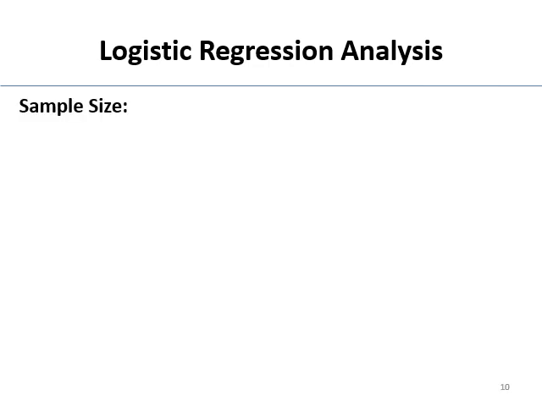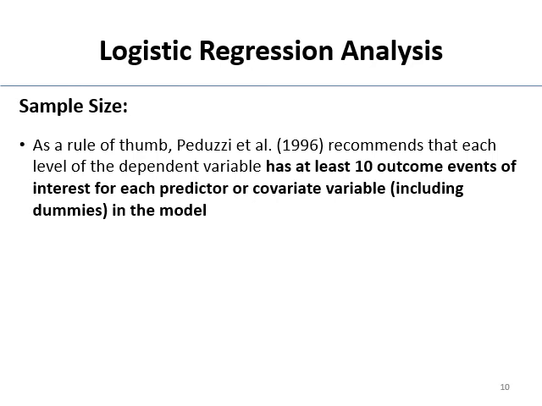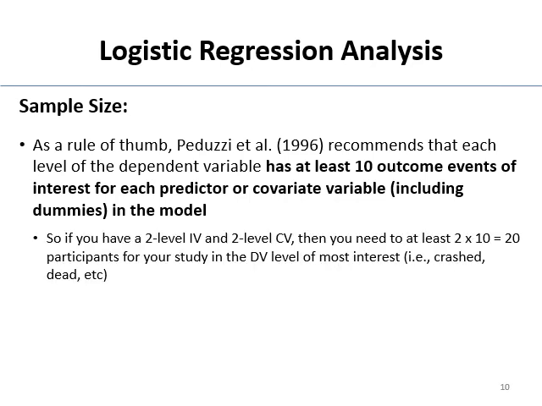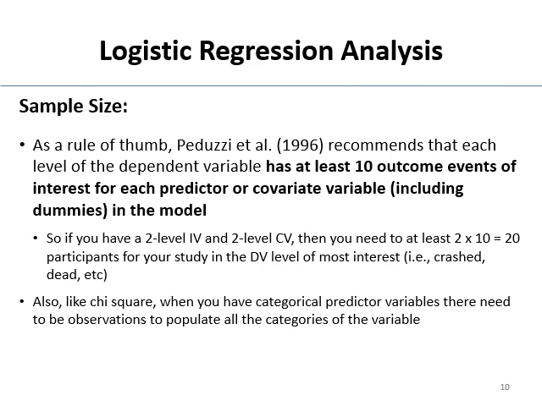So in terms of sample size, in case you want to do one of these for your dissertations, a little rule of thumb from Peduzzi et al. is that each level of a dependent variable has at least 10 outcomes or events of interest for each predictor or covariate in the model. So if you're studying tests or crashes, for example, you need to have 10 crashes for each predictor or covariate in the model, including dummies. So if you have a 2-level IV and a 2-level CV, then you need at least 2 times 10, or 20 participants for your study in the DV level of most interest, crash, dead, etc.